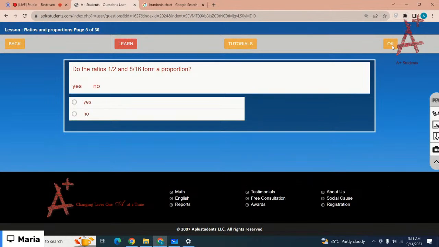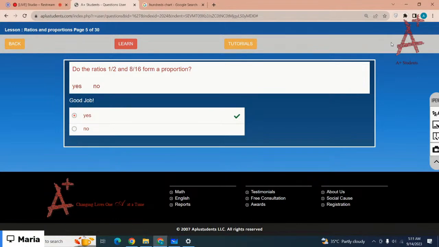Do the ratios 1 by 2 and 8 by 16 form a proportion? Which is the correct option? The correct option is yes, they form a proportion. The correct option is yes. Very good.